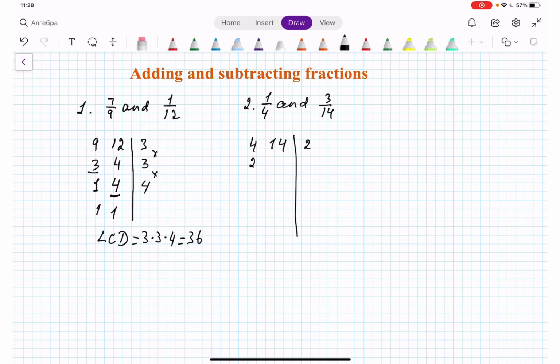14 by 2 is 7. 2 I can divide by another 2. It's going to be 1. 7, and see, we have only 7, so I'm dividing by 7, 1, 1. So LCD is equal to 2 times 2 times 7, which is going to be 28. And I think there is one more, and then we will move to addition and subtraction of fractions.